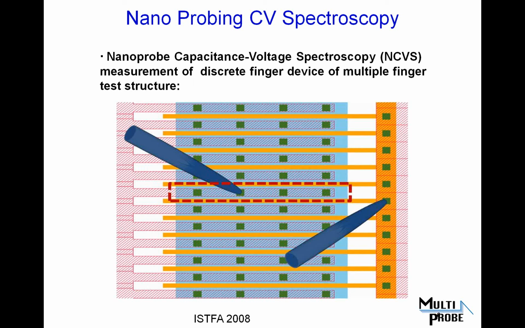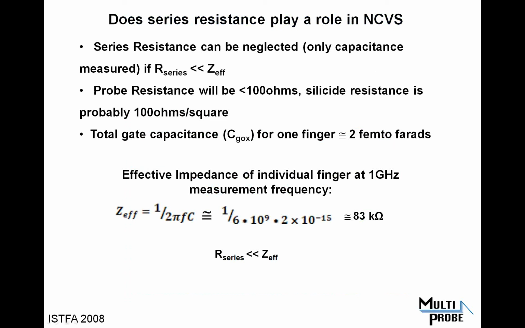The next thing would be to do many fingers individually, average them together, and then you've got your calibration, because you know that the number is going to be off a little bit due to the process variation from finger to finger. One of the other things that you would be concerned about in order to do a calibration is, does series resistance play a role in this measurement?